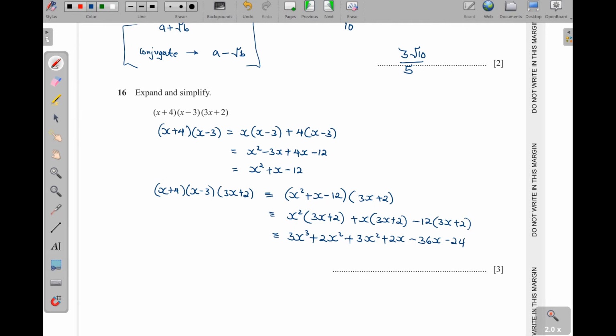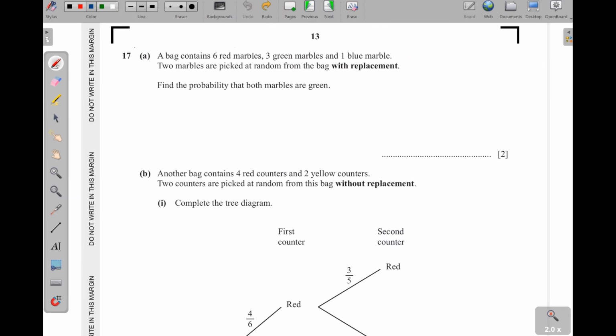All of this simplified, we shall have 3x cubed, and then this will be what? 5x squared. So plus 5x squared, and then 2 minus 36, that one will give us minus 34. So minus 34x, then minus 24. As simple as that. Question 17 is coming from probability.